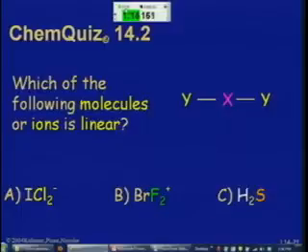So what's H2S? S has how many? 6. And hydrogen has 1, 6, so 8, okay? How many free electron pairs do we have there?